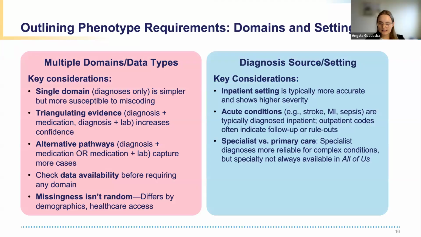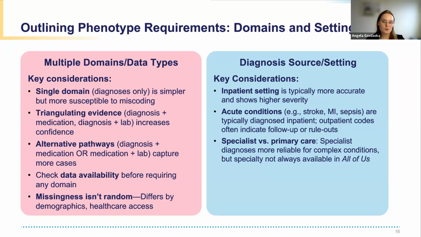Another really big area for consideration is using multiple domains in your phenotype. Using a single domain, like only diagnosis codes, is often simpler, but it can be a little bit more susceptible to miscoding from billing errors or whatnot. So triangulating evidence across domains can increase your confidence or specificity. For example, requiring a diagnosis code and a medication, or a diagnosis code plus a lab result above a certain criteria, can give you stronger evidence that someone truly has the condition that you're studying, but it could reduce your sample size.